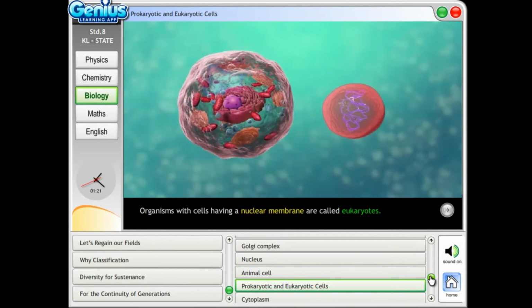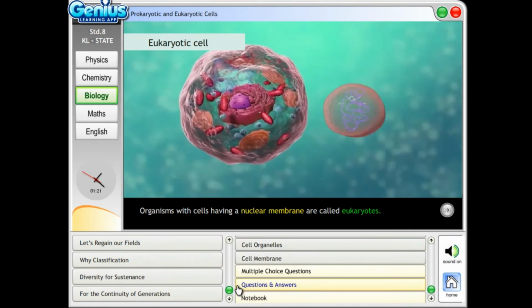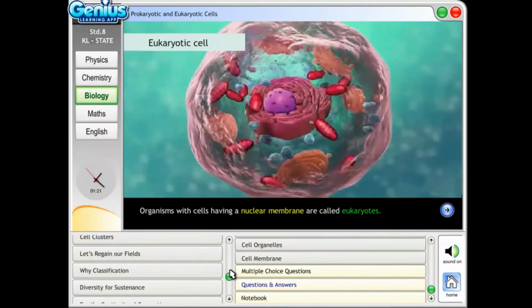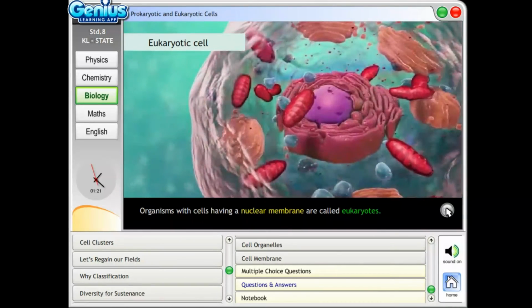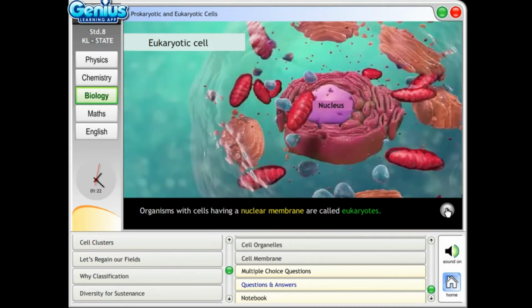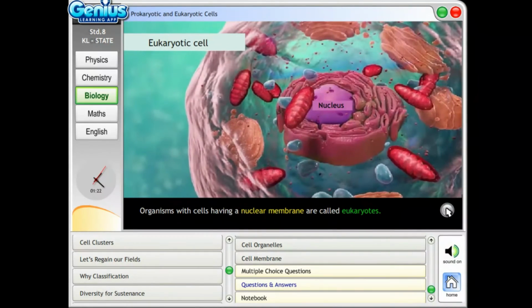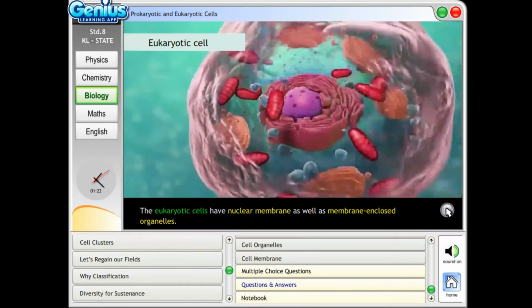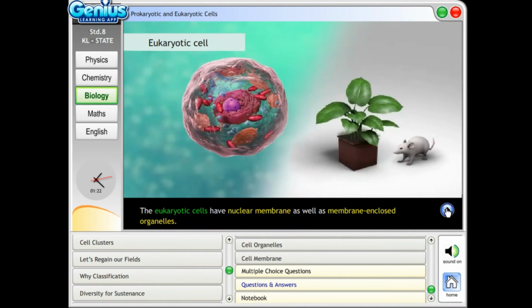Eukaryotic cell and prokaryotic cell. Organisms with cells having a nuclear membrane are called eukaryotes. The eukaryotic cells have a nuclear membrane as well as membrane-enclosed organelles.